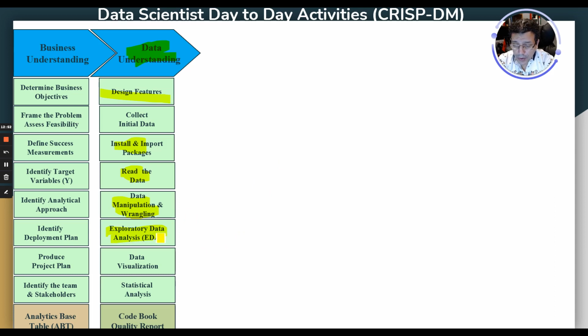So you need to apply EDA, exploratory data analysis, and data visualization, statistical analysis, and of course at the end of the day you need to come up with a book, with a document describing everything that you found about your data. That is very important.